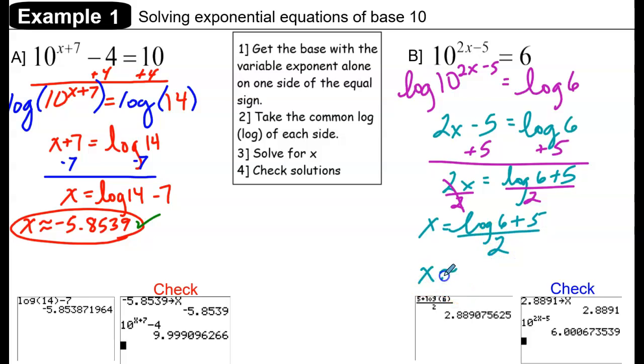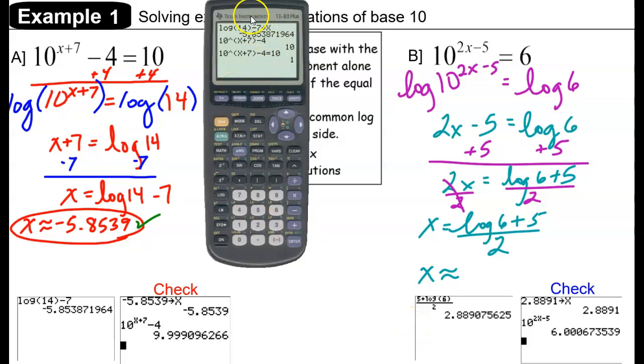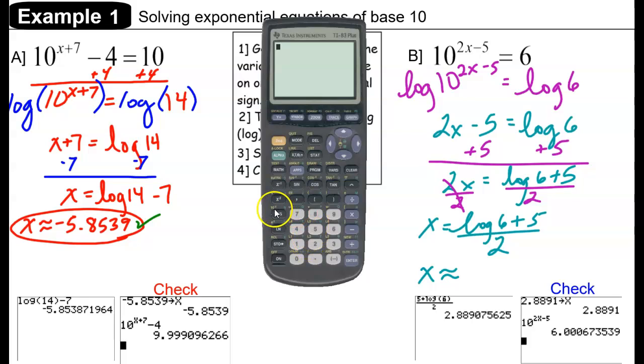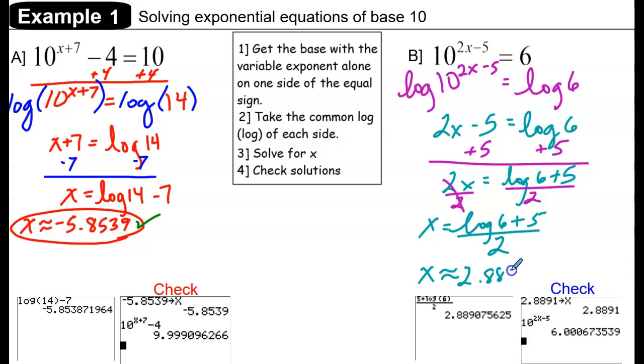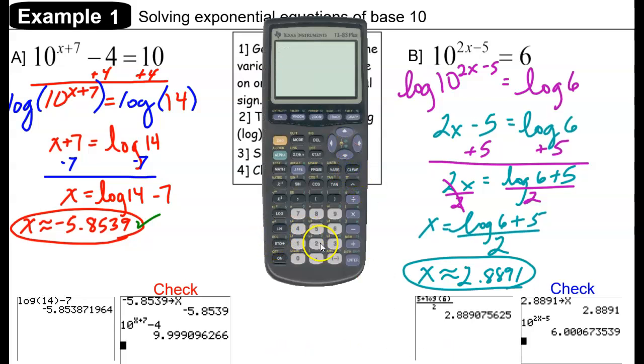So we're going to put that into the calculator to get a decimal approximation and round to 4 decimal places. So common log of 6 plus 5, and then we're going to divide that result by 2, and we have 2.8891 when we round up because the next digit is a 7. So approximately 2.8891. And then we can substitute that into the calculator for x to check. And if we use the rounded value, we would check the left side and see that it matches as close as possible to the right.